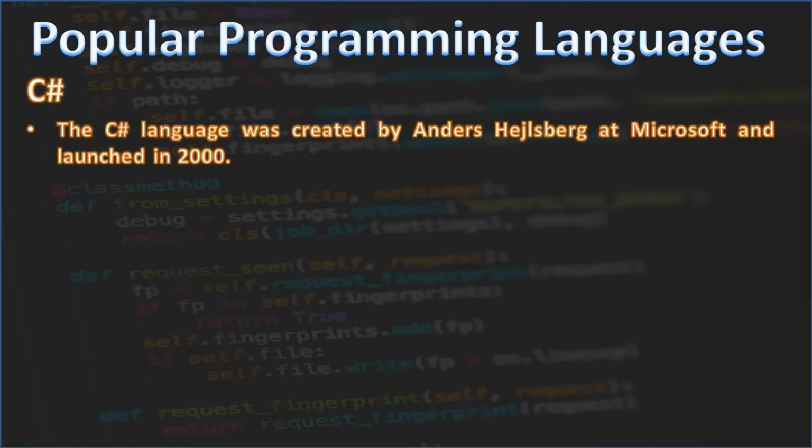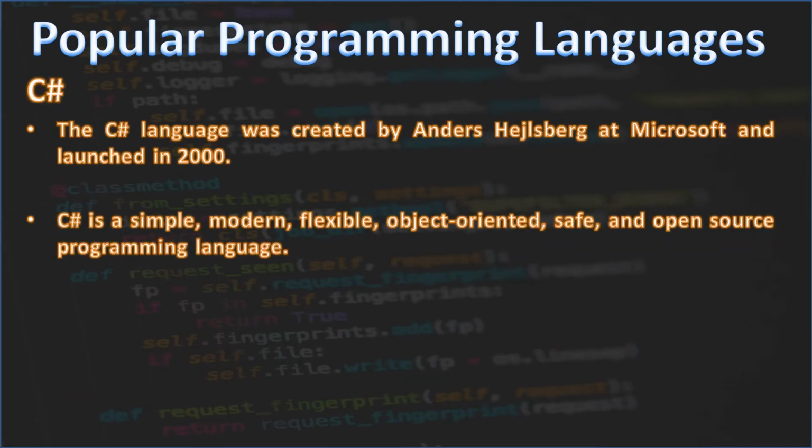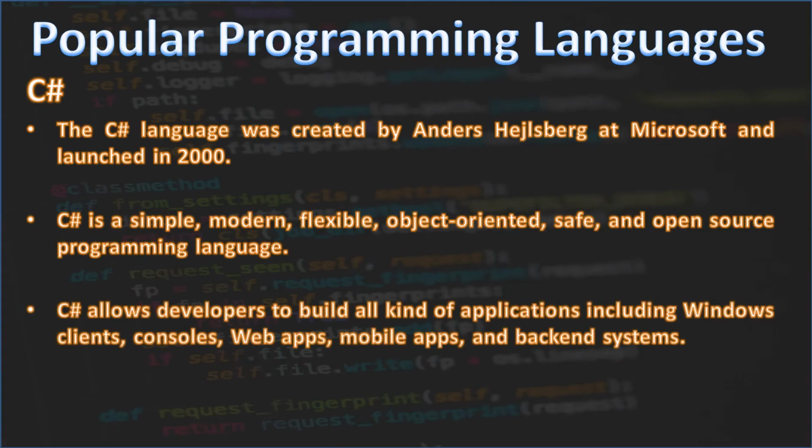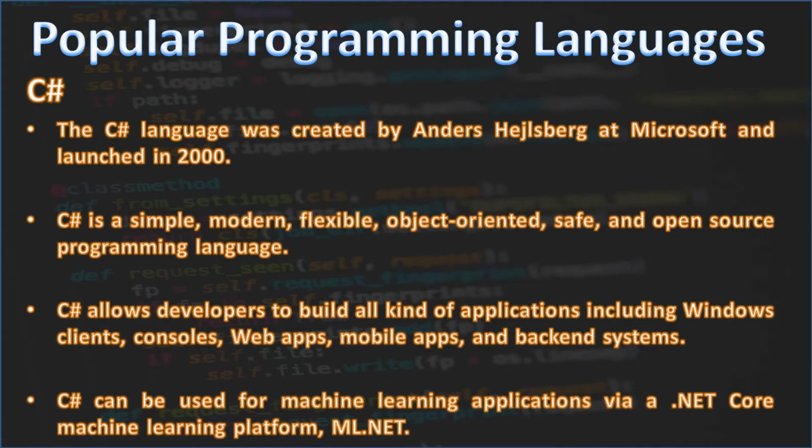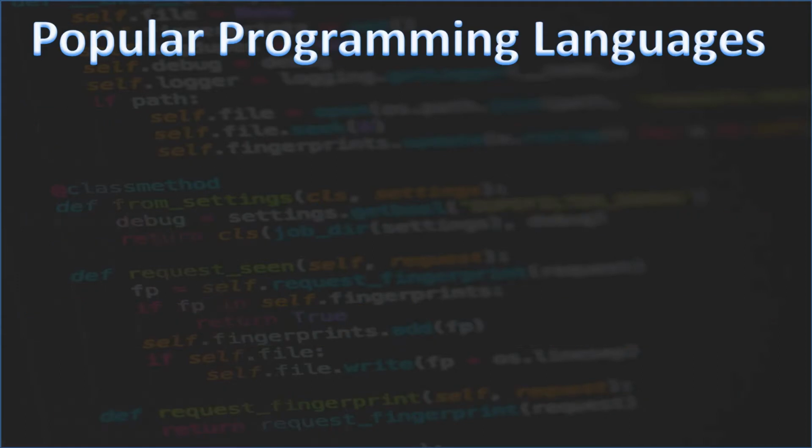C#. C# is designed for Microsoft. It is an object-oriented open source programming language. C# is especially used for the Windows environment, and C# also has machine learning support with ML.NET.